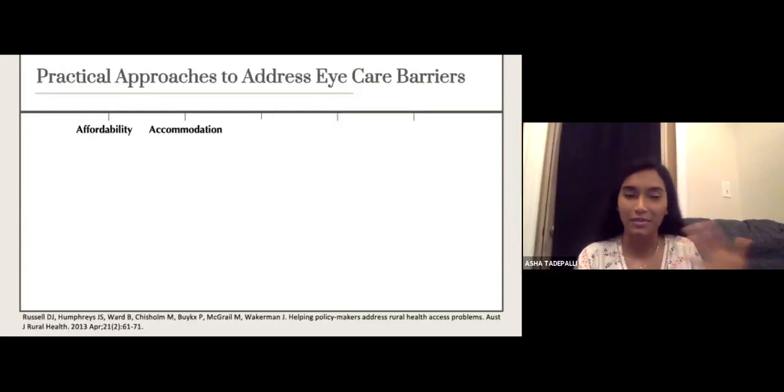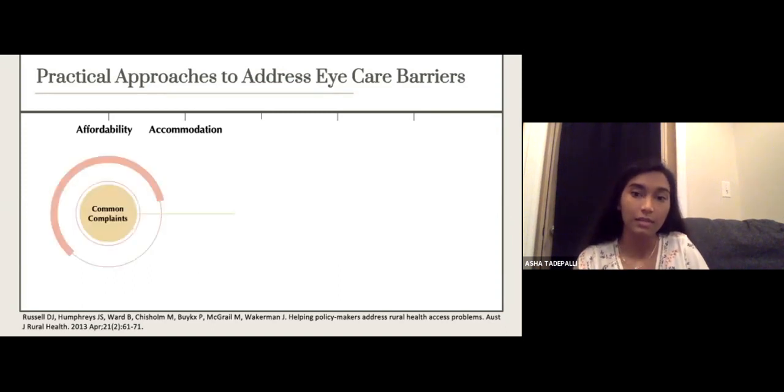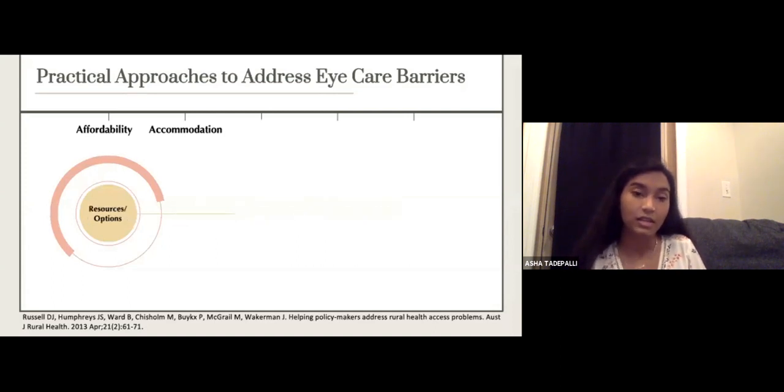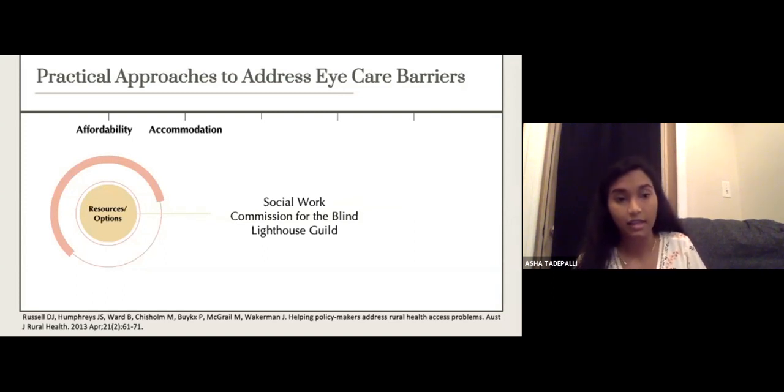Moving forward, now that we've discussed affordability, we can talk a little bit about accommodation. Common complaints that you might hear from patients who have issues with accommodation: this is kind of the usability or functionality of a practice, or the organized way the practice runs. They have difficulty coping with vision changes, or there's not enough low vision resources available at that clinic. Ways that we can work with patients, or resources that are available to us, include social work, the Commission for the Blind, and the Lighthouse Guild.